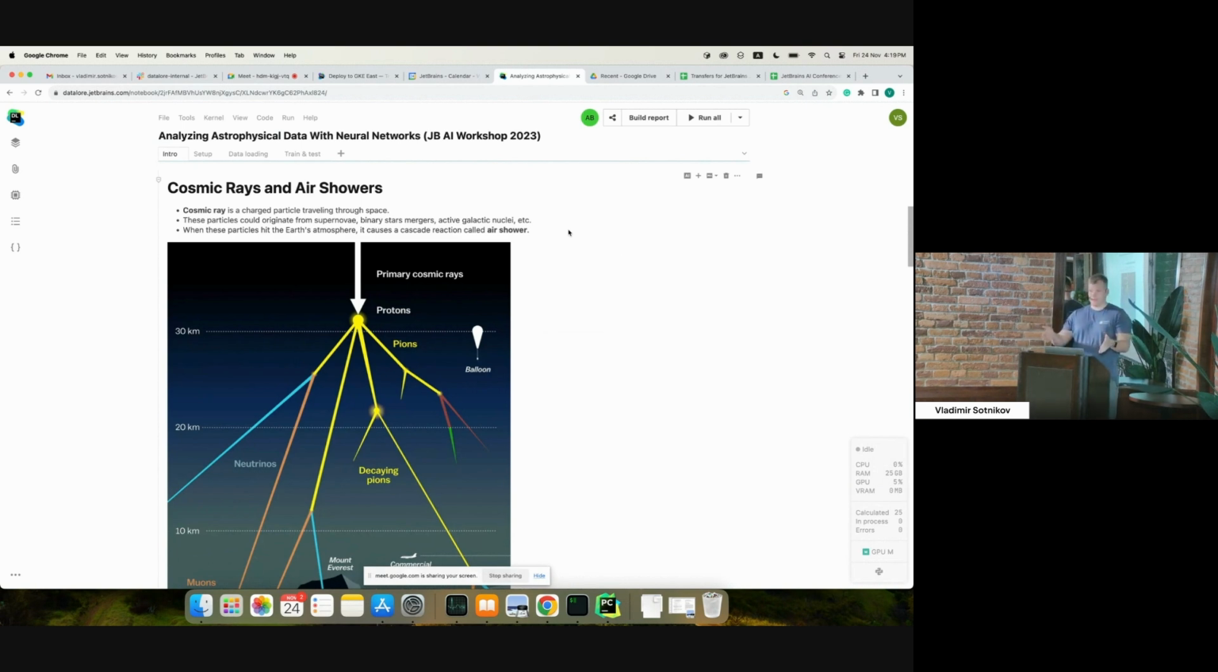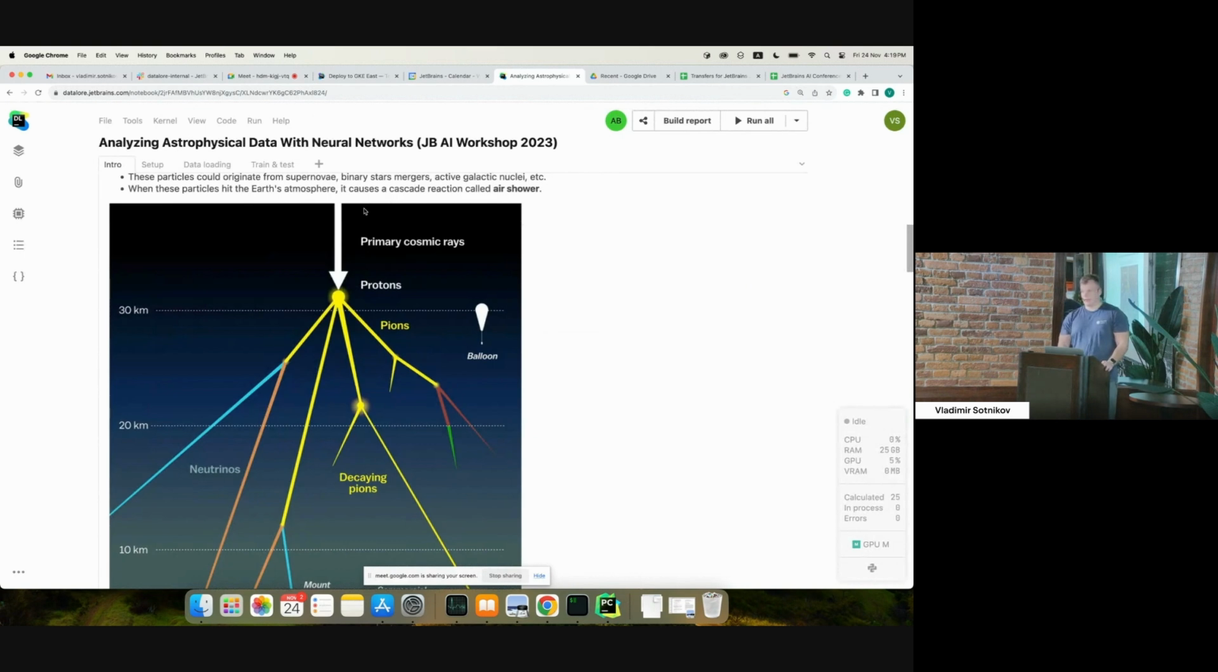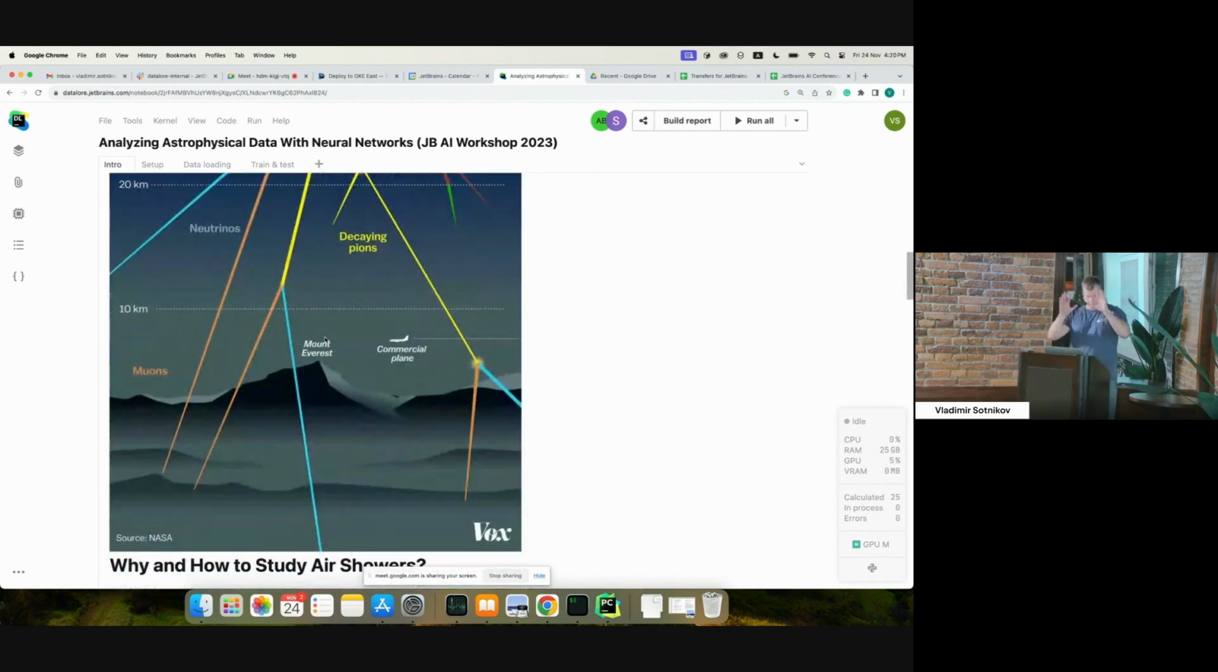When they hit our atmosphere, they cause a cascade reaction called an air shower. We have a primary cosmic ray, a primary particle, a single particle hitting the air, and when it hits the air, a cascade reaction happens. The molecules of air fall apart. They emit smaller particles that hit other molecules of air, and in the end, on the surface of the Earth, we receive a cluster of these smaller particles. So we can't detect the cosmic ray itself from the Earth, but we can take a look at these particles and try to find out what exactly happened up there.